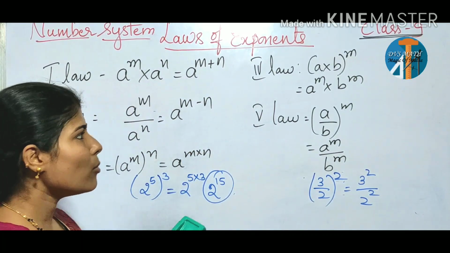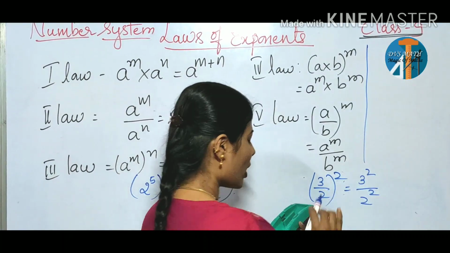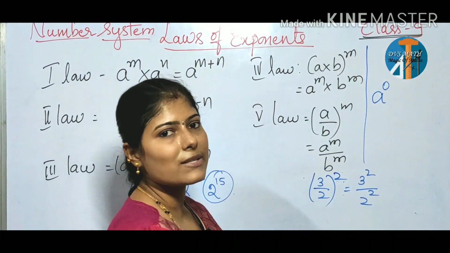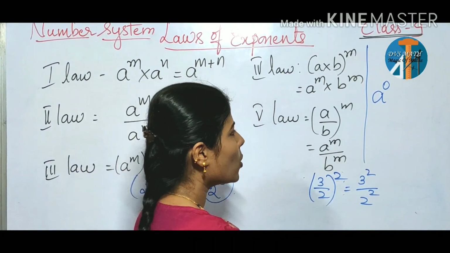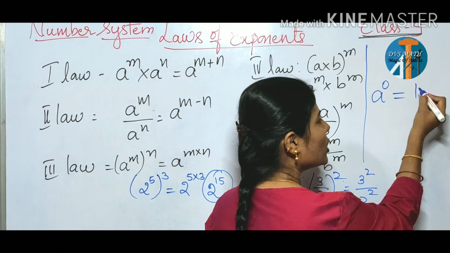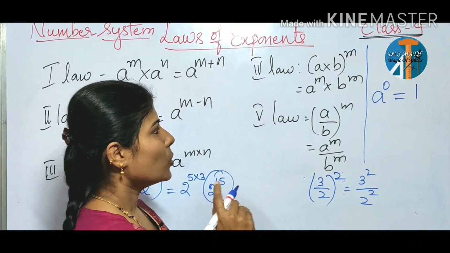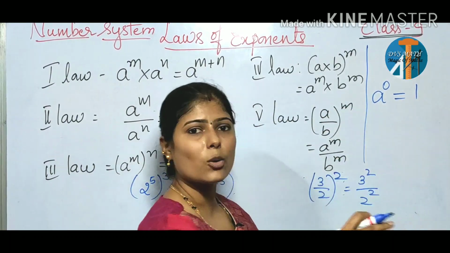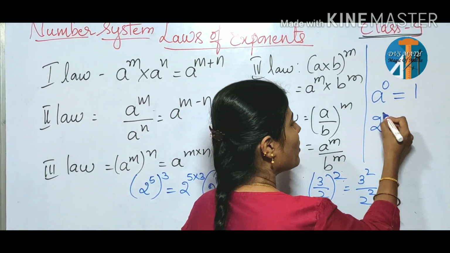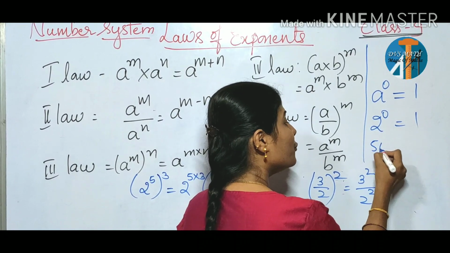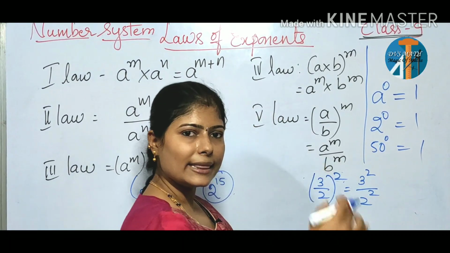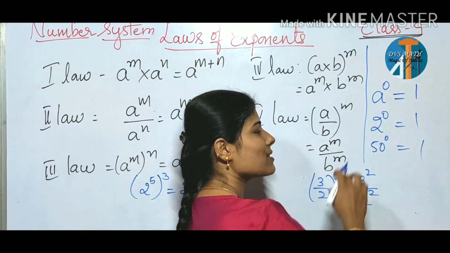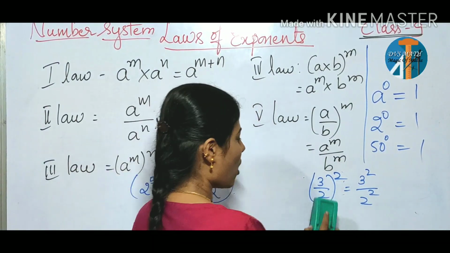These are the 5 laws of exponents. And we have one more important thing, which is a power 0. If the power is 0, we consider its value equal to 1. Don't consider it as 0. Its value is equal to 1. a power 0 is 1. For example, 2 power 0 is 1, or 50 power 0 is 1. Any number raised to the power of 0, we consider it as 1. Let me show how.